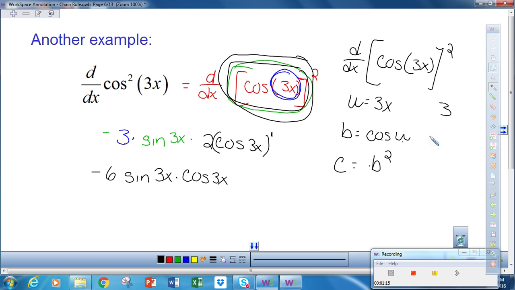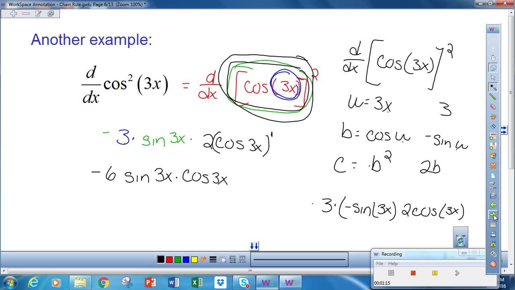The derivative of cosine u is negative sine u, and the derivative of b squared is 2b. So now we're just going to replace everything with the x's. So this becomes 3 times negative sine, we're going back to everything in x's, so u was 3x, times 2b, and b was cosine of u, which is 3x. So as we take everything back in terms of x's, you'll see that that gives us the exact same answer. So that's two different ways of doing it. This one's a little bit more difficult than the ones that we're going to do.